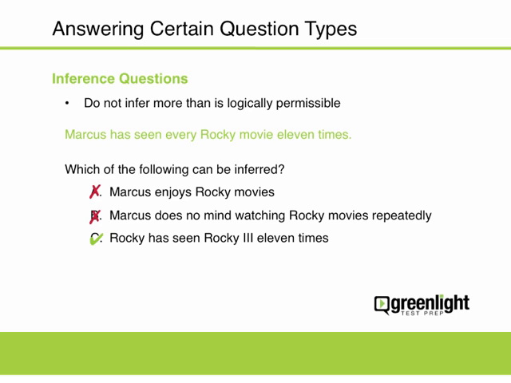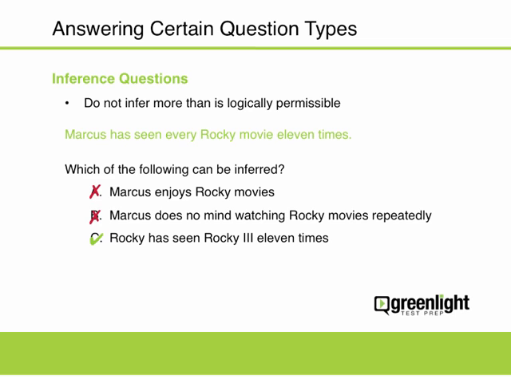What about B? Well, must it be true that Marcus does not mind watching Rocky movies repeatedly? It's conceivable that Marcus dislikes watching Rocky movies repeatedly, but his movie watching is part of some sort of punishment. While this scenario seems highly unlikely, it does show that we cannot be absolutely certain that Marcus does not mind watching Rocky movies repeatedly. As such, answer choice B is not correct. Answer choice C, however, is a valid inference. Since Rocky III is a Rocky movie, it must be the case that Marcus has watched it 11 times.